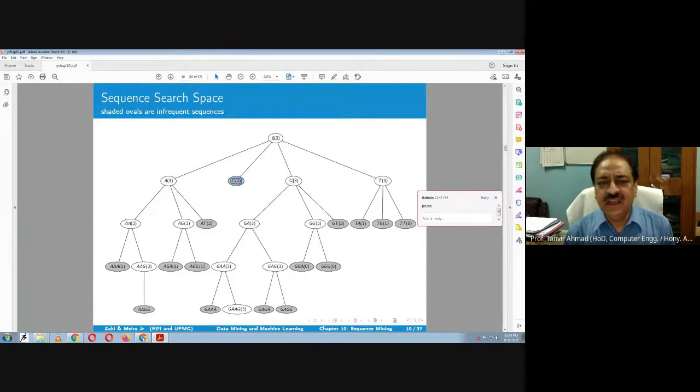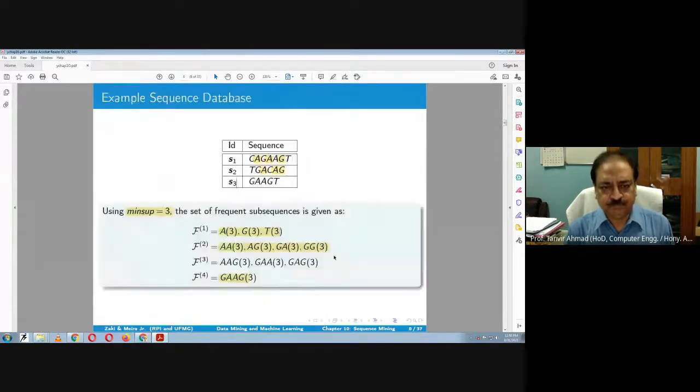Similarly, I generate the other sequences of G. Now for this G, I generate GA, GG, and GT. Therefore, I generate three extensions of G: GA, GG and GT. Then I generate extensions of T: TA, TG and TT. That means from 3 I generate 9 extensions: 3 for A, 3 for G and 3 for T. And from the database I check whether AA comes or not, whether AG comes or not.